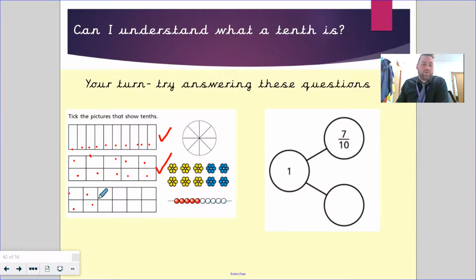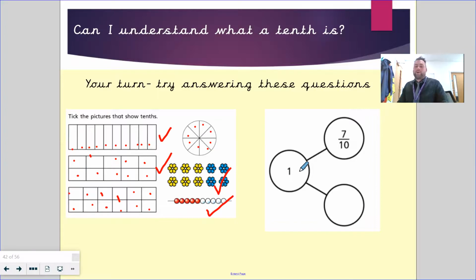1, 2, 3, 4, 5, 6, 7, 8, 9, 10, 11, 12. That is not showing a tenth because it's split into 12 parts. 1, 2, 3, 4, 5, 6, 7, 8. That is only showing us 8 parts. They're called eighths, and we're looking for tenths. Here we've got 1, 2, 3, 4, 5, 6, 7, 8, 9, 10. So we should be ticking this one. And here we've also got tenths. We have 10 beads there.